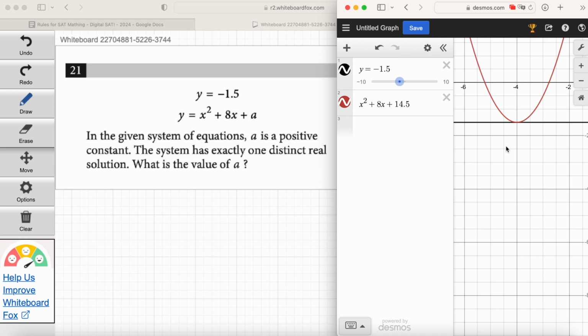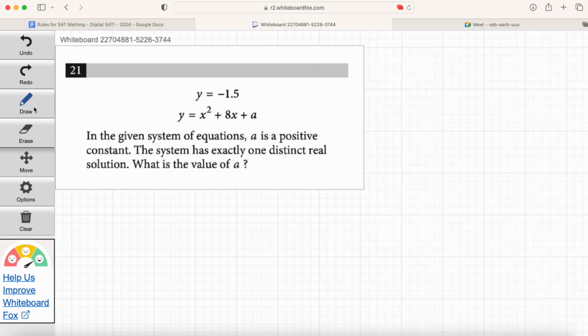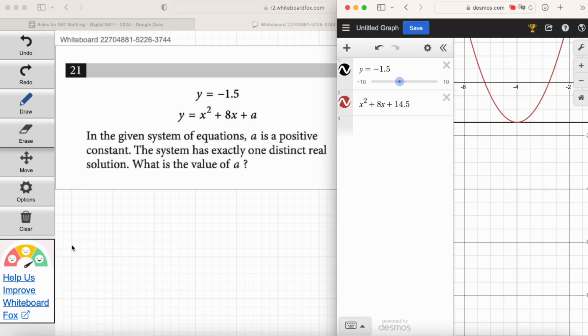Well, is that not what A would be? What are we solving for? A. We're solving for the value of A. And what was the value of A? Oh, 14.5. Sorry. 14.5. That's the answer. Does that make sense? Okay. That's a little tricky though, right?